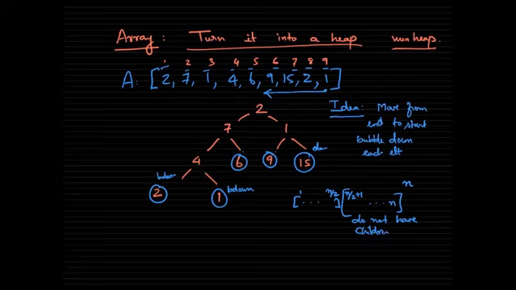Why is that? Because remember, the left child of an element is twice that element. So n/2 plus 1's left child would be n plus 1 or more, and so it cannot have a child. So these elements from n/2 to n cannot have children. So for the last half of the array, bubble down is trivial. There's no work. In fact, I don't even need to do this.